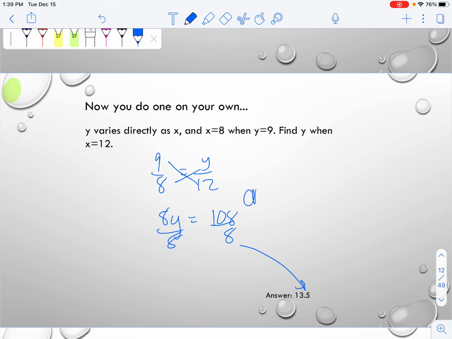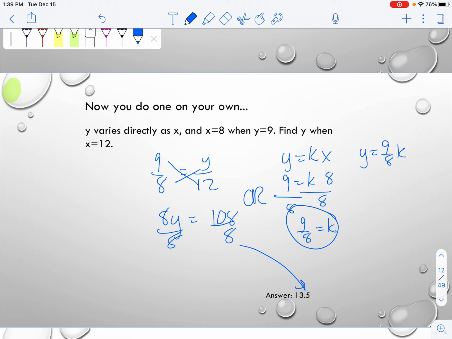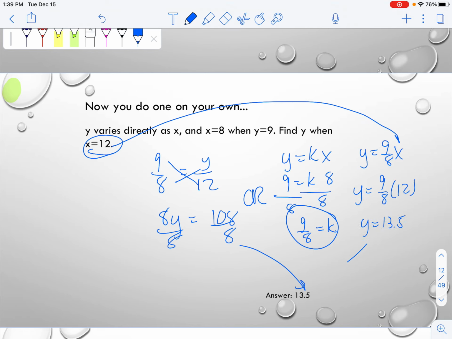Or you can do it the original way. x equals 8, y equals 9. Solve for k, so we divide by 8. We get 9/8 equals k. So y equals 9/8 x. And then find y when x equals 12, so plug a 12 in there. And we get 13.5 again.